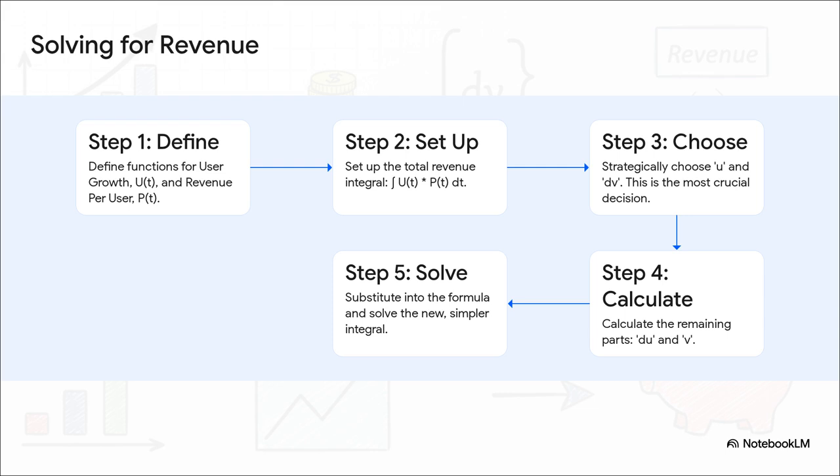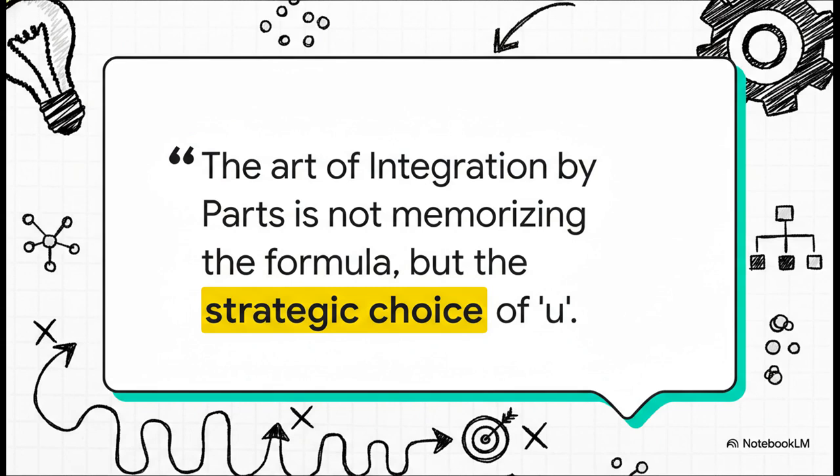Once that critical decision is made, steps 4 and 5 are really just execution. We calculate du and v, plug everything into the formula, and solve our new, much friendlier integral. And this quote just says it all, doesn't it? This technique is so much less about rote memorization of a formula and so much more about strategic thinking. The real heavy lifting, the real brain power, happens right there in step 3. Getting that choice right is what separates a frustrating hour of going in circles from an elegant, beautiful solution. You have to think like a strategist, not just a calculator.